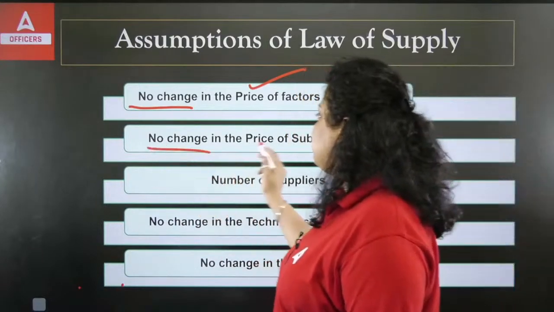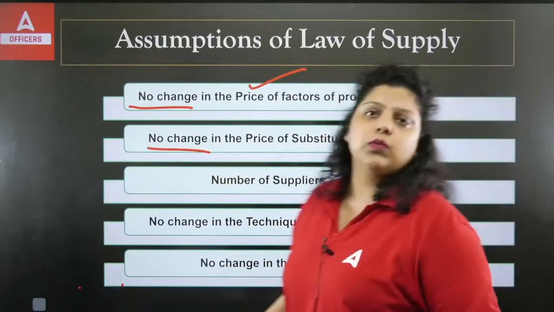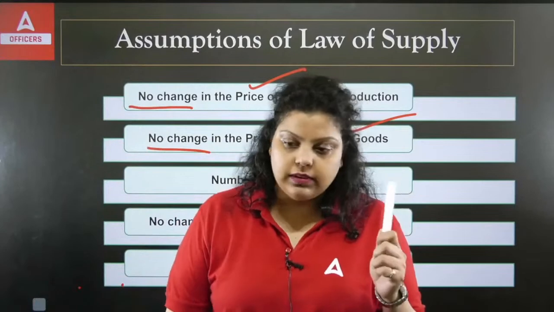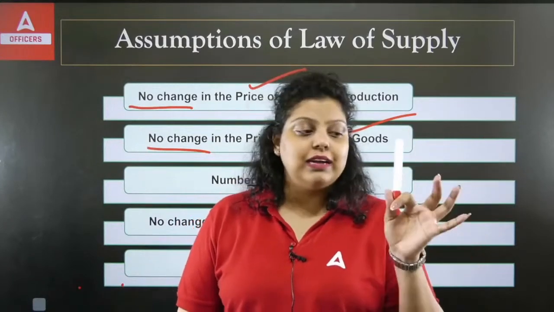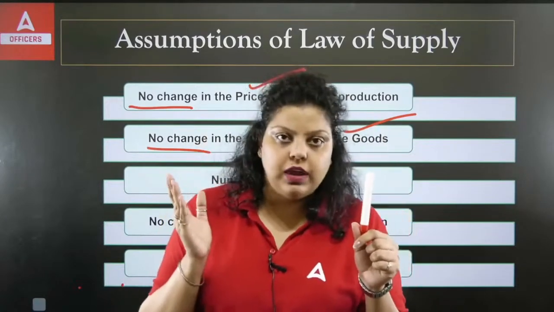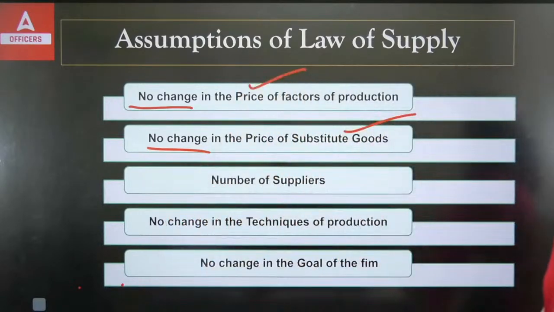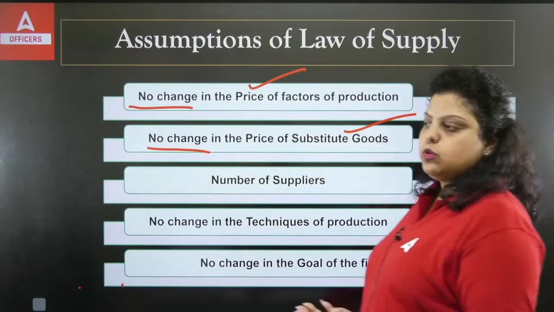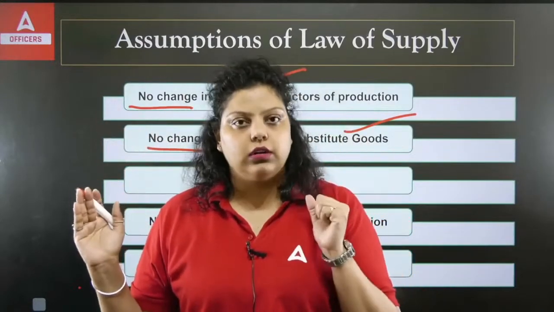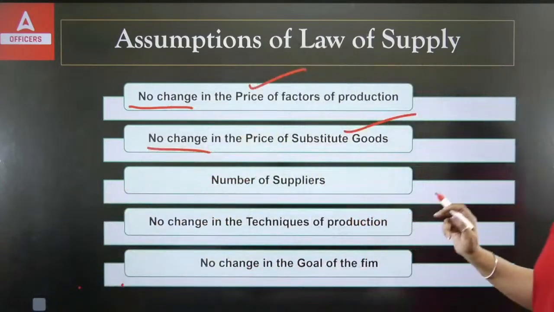Then there should be no change in the price of substitute goods. Substitute goods means competitive goods, those goods which can be used in place of each other. For example, if the price of a gel pen increases, people have a substitute good, a ball pen, so they can purchase the ball pen. So the price of the substitute goods should not change. If it changes, it's very obvious people will go towards the substitute goods and will not buy your product. Number of suppliers should be the same.